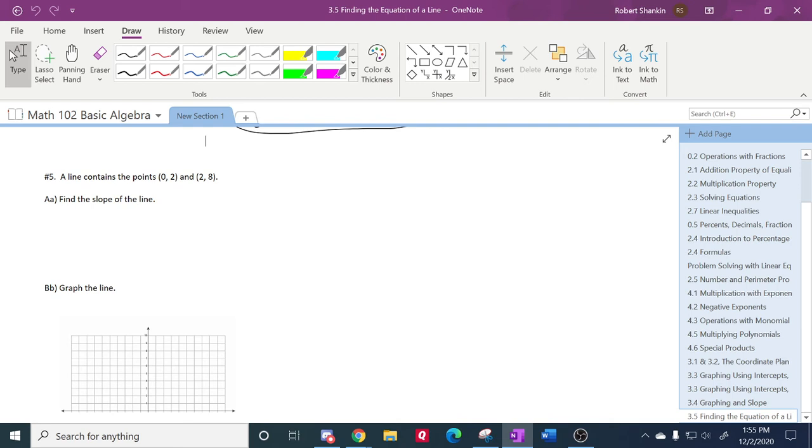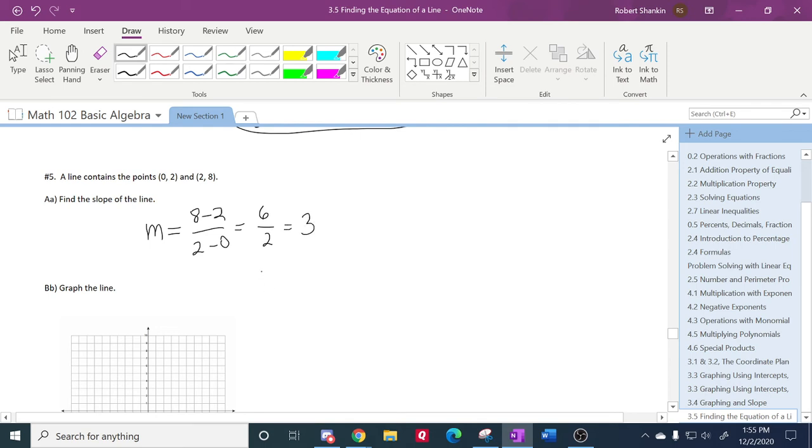All right, so let me ask group 3. What did you get for the slope? Looks like we got 3. I believe we've got 3 for the slope. Well, let's see here. 6 divided by 2, which reduces to 3.